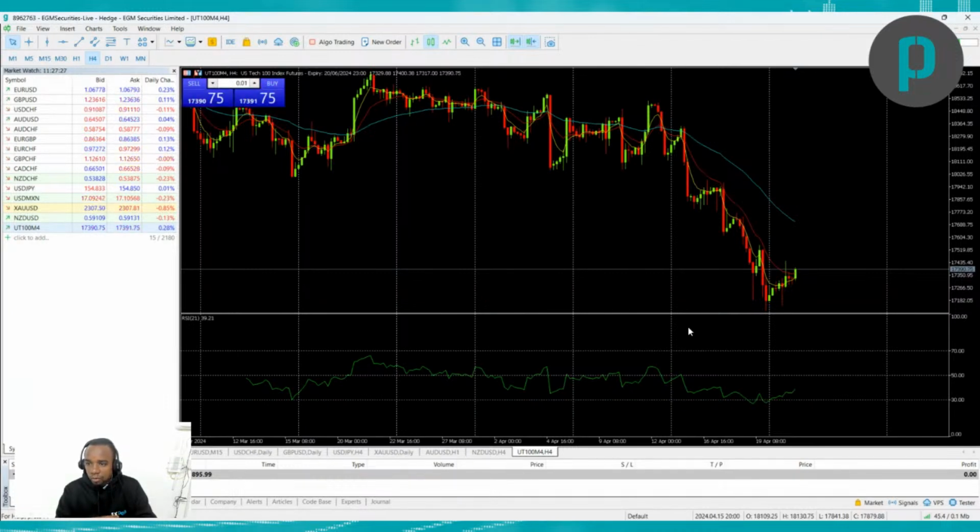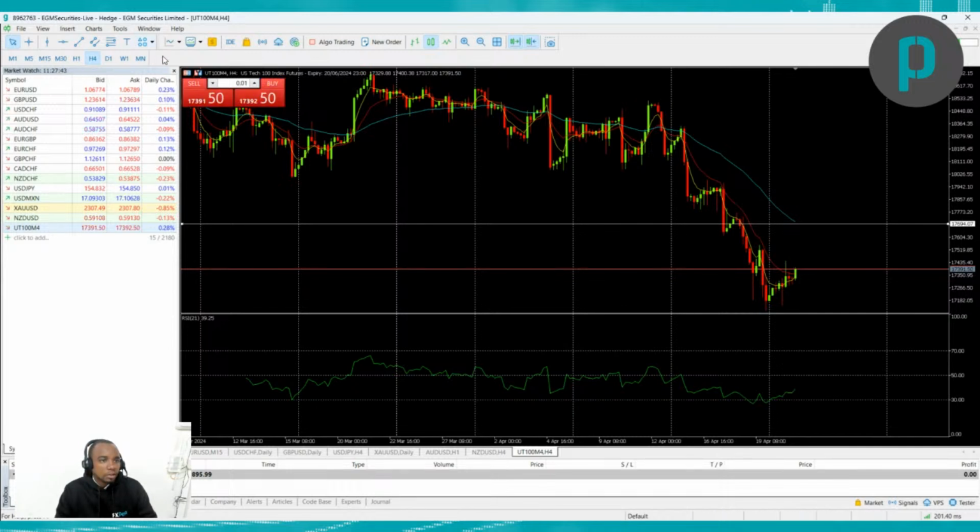I would really want to see probably a bullish run on UT100 to this moving average up here. So this is more of an intraday maybe trade. This could happen later during New York session or sometime this week. So I would want to see that push on UT100. That would be an interesting play on my end.